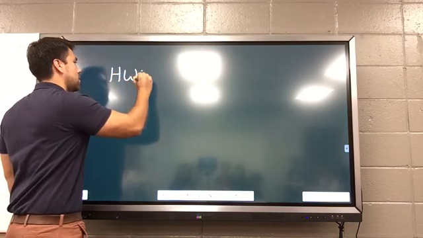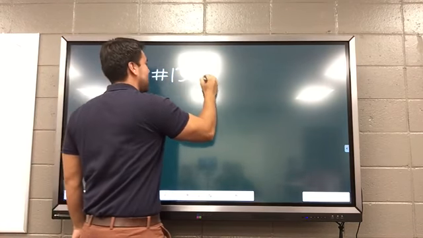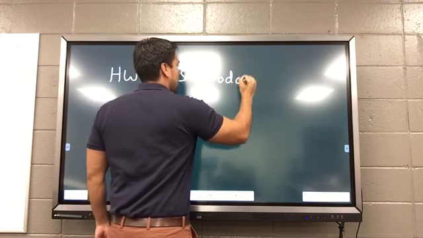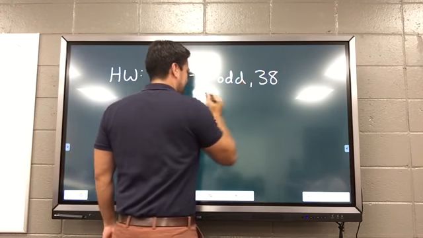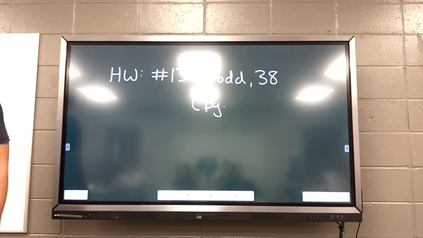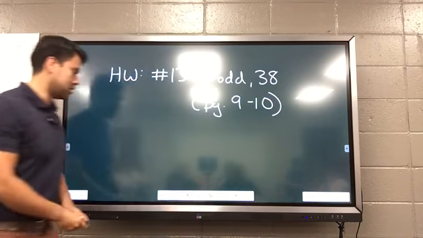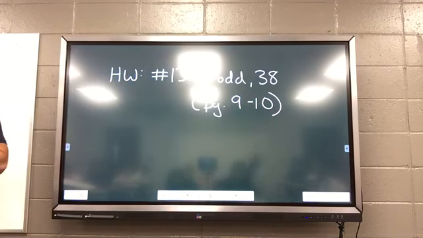Okay, let me write the homework down. 13 to 31 odd. And number 38. Coming from pages 9 and 10. That's your homework due tomorrow. You have time. Use it up.